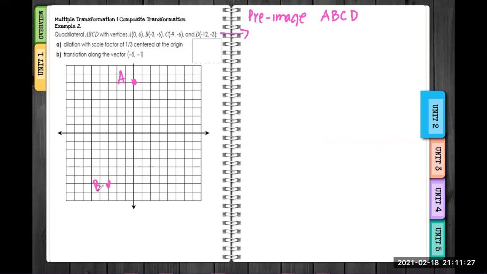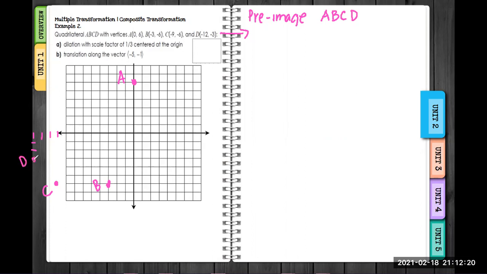Here. That's the B. C is negative 9. 1, 2, 3, 4, 5, 6, 7, 8, 9. Then negative 6. 1, 2, 3, 4, 5, 6. Here. This is C. Next, D. D is negative 12. We're running out of grid, but that's fine. Negative 12. 1, 2, 3, 4, 5, 6, 7, 8, 9, 10, 11, 12. Negative 3. 1, 2, 3. Here. So this will be D.